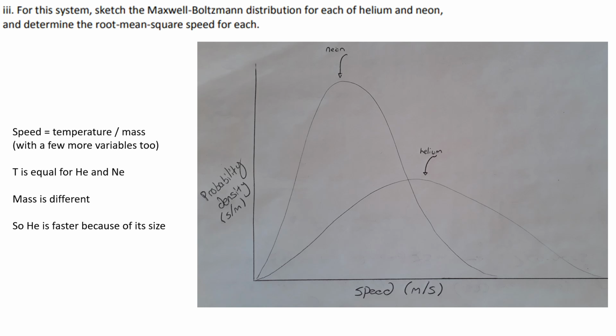One thing to take into account is that the speed is effectively reliant on the temperature divided by the mass, but because the temperature for both of these gases is 122 Kelvin, we know that the speed will be dependent on the mass of the particle. So the smaller the mass, the faster it will go. So He, as we said before, as we showed in the graph, He will be faster.